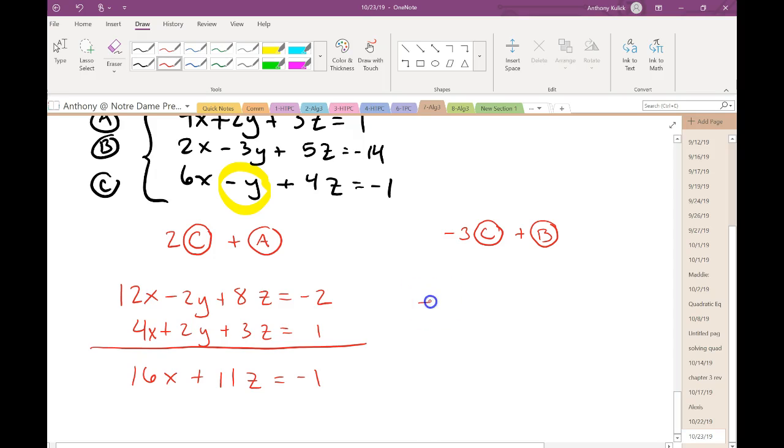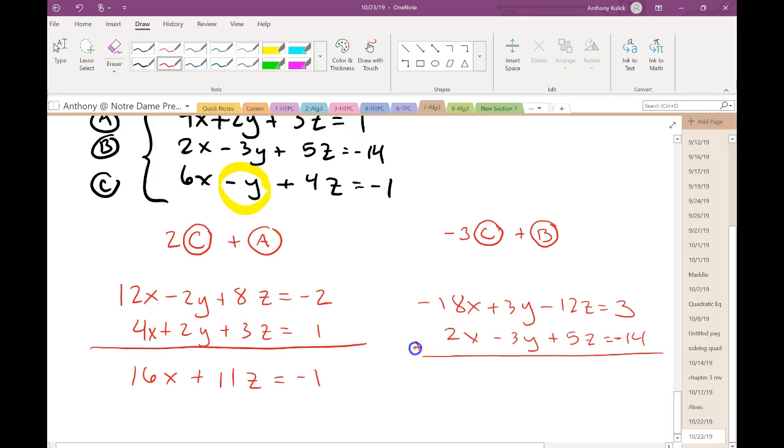And then if I multiply equation C by negative 3, I get negative 18x plus 3y minus 12z equals positive 3. And 2x minus 3y is minus 18. And again, I'm going to add down. Negative 18x plus 2x gives me negative 16x. 3y minus 3y is nothing. Negative 12z plus 5z is negative 7z. And then 3 minus 14 is negative 11.